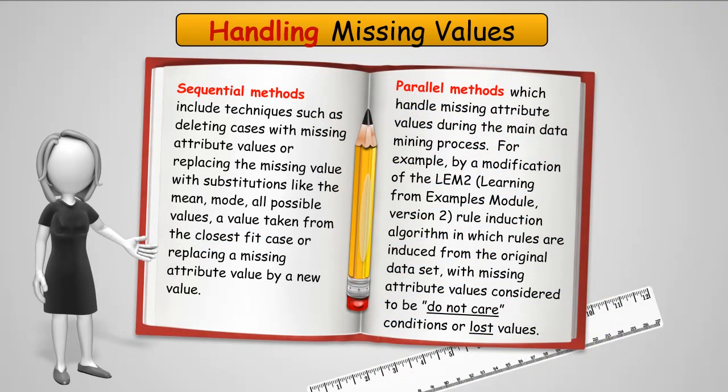Now, we may choose to handle missing values in different ways. There are sequential methods that would include things like deleting the rows that have missing data, or replacing the missing values with substitutions like mean, mode, all possible values, the closest fit case. I mean, you can come up with lots of different ways to say, I'm going to take a guess, basically, to what the missing value is. And then there are parallel methods. You'll see in some of our data mining techniques, there are actually rules and algorithms that can be built in to handle missing data, and basically to treat them as a do not care or a lost values condition.